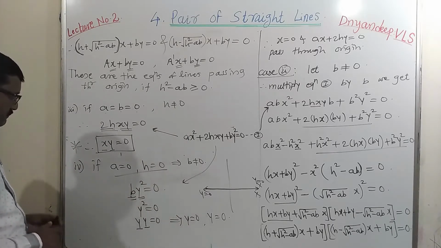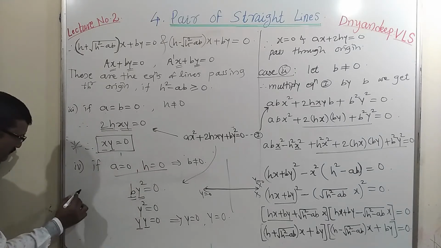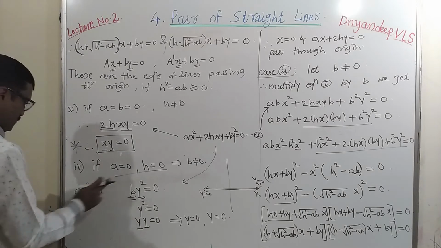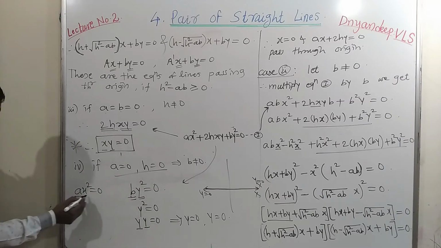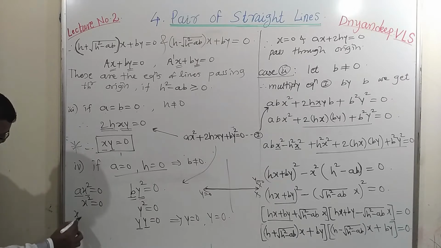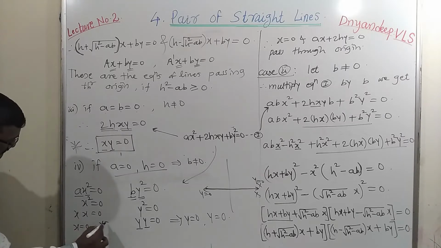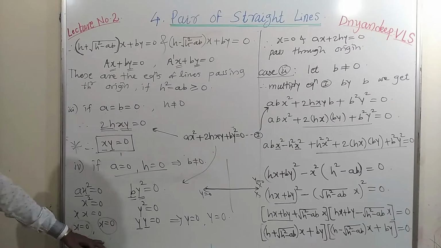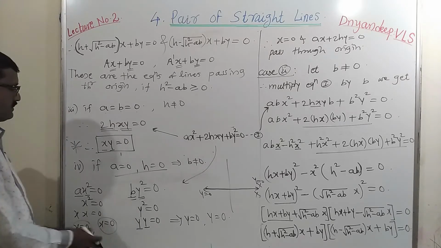If you take b equal to 0 and h equal to 0, we will get ax square equal to 0. When b and h are 0, obviously a is not equal to 0. A is not equal to 0 implies x square equal to 0. X square equal to 0 implies x into x equal to 0. It implies x equal to 0 and x equal to 0. What is x equal to 0? It is nothing but the y-axis. So we get two y-axes which are coincident. So we get two lines passing through the origin.